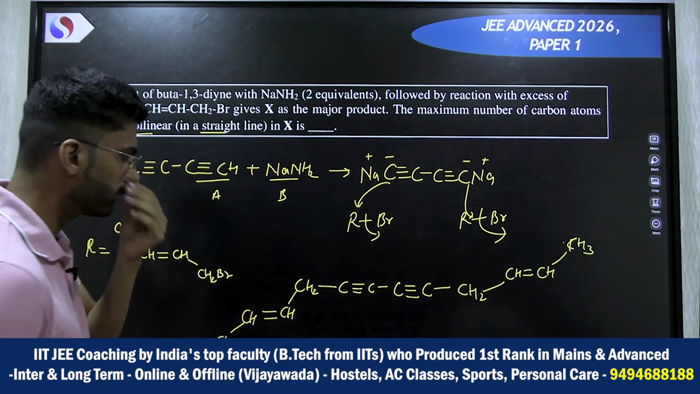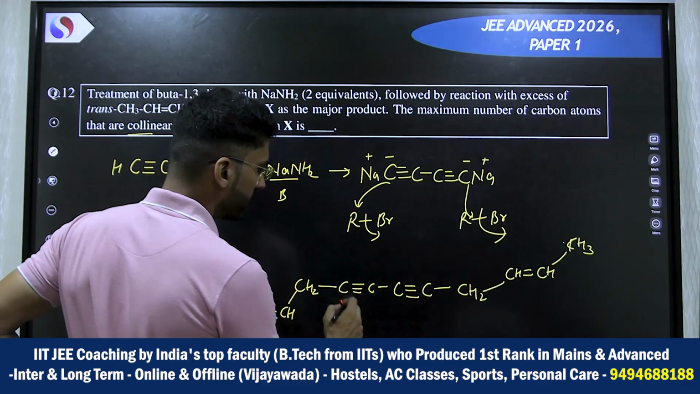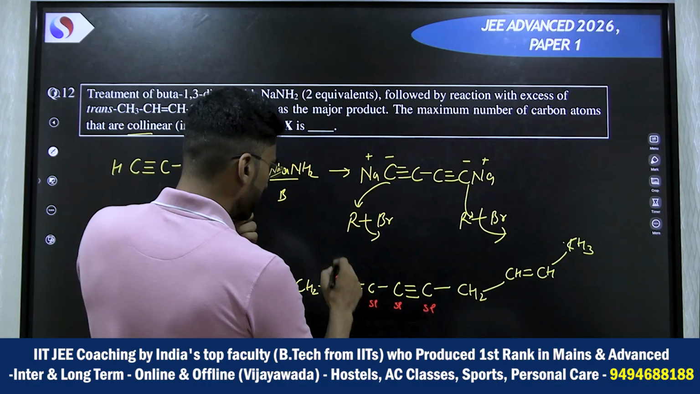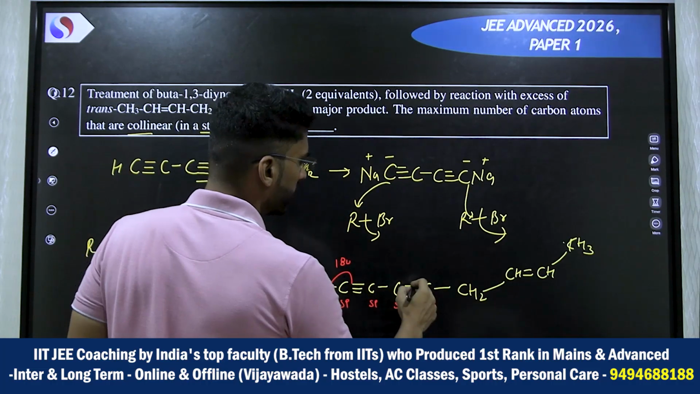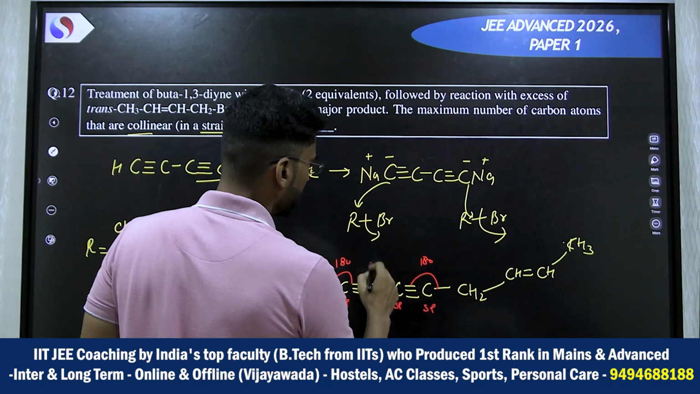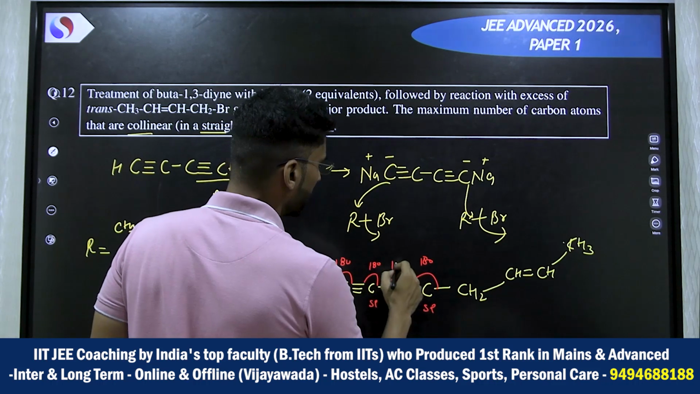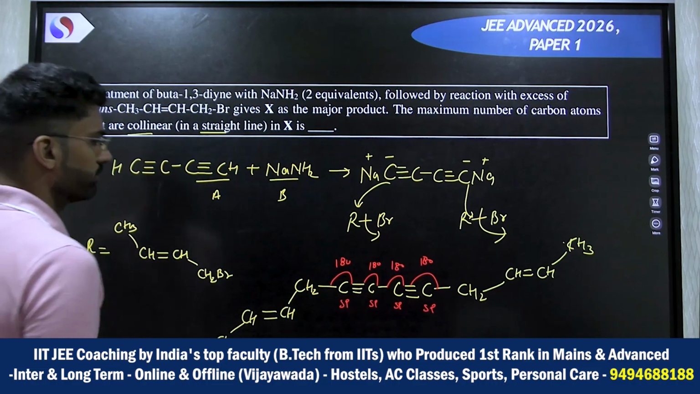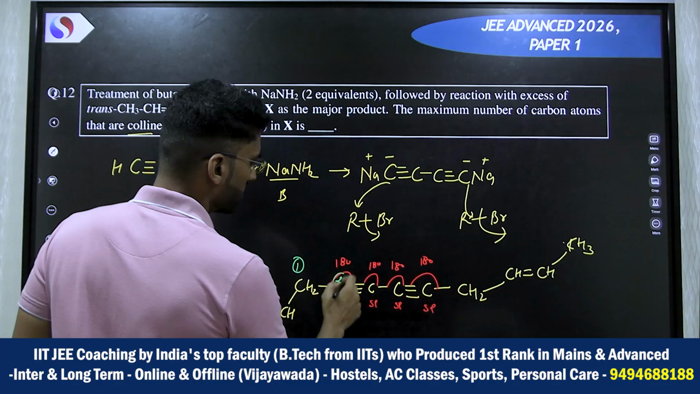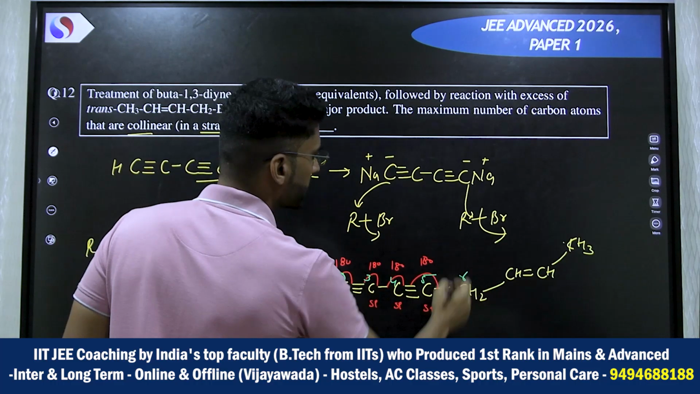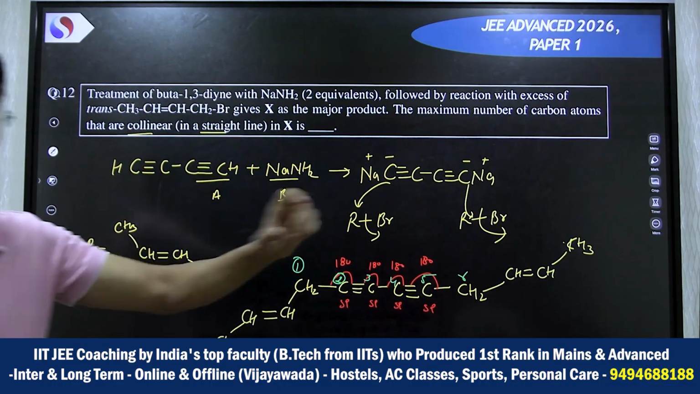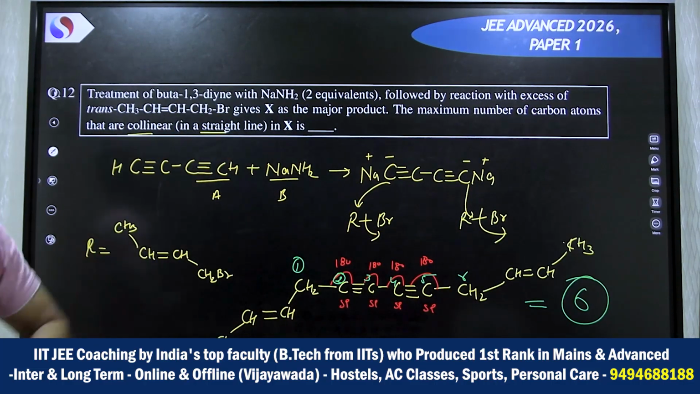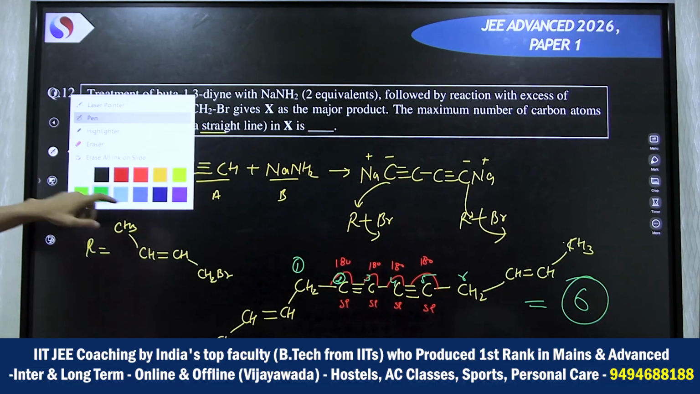Here, how many carbons are collinear? We know that this is sp hybridized, and this is also sp hybridized. Sp hybridized means the bond angle will be 180 here, 180 here, and 180 here also. So in this case it is 1, 2, 3, 4, 5, 6. How many carbons are in the same line in total? A total of 6 carbons are collinear, in a straight line. So it was a very simple question.